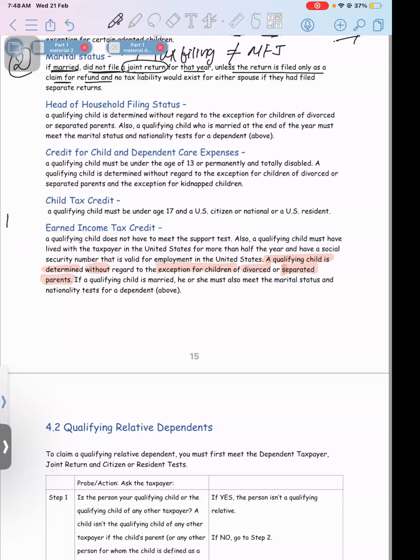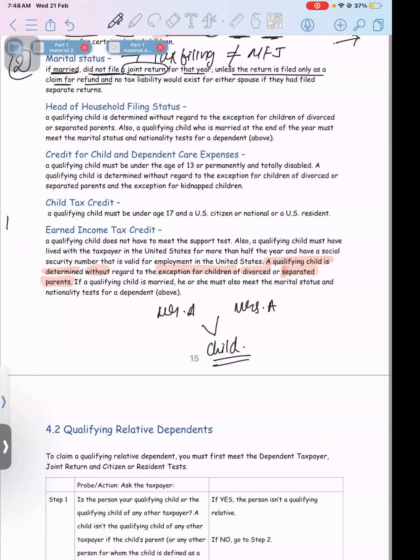Okay, now let's say Mr. A and Mrs. A, they both are divorced. They both have a child. Do you remember there was one condition? Who can claim this child? Who has the highest AGI? Who is the one with whom the child lives for a higher number of days? Right? These two were the conditions we were looking at in the case of a divorced parent claiming the child. This condition cannot be fulfilled over here. You just need to check the specific criteria which are given over here.